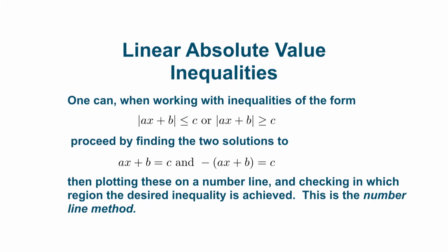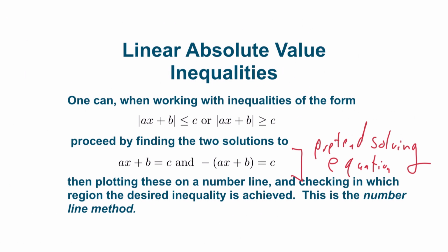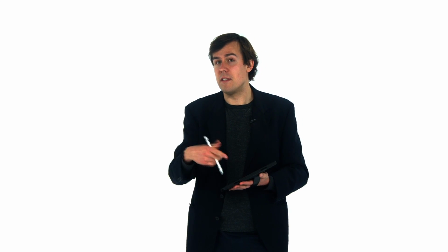Now, in the special case of having linear inequalities with absolute value, I can solve this in a very simple way by doing what's called the number line method, where I pretend I was solving just the equation by itself, and then looking in the regions that these solutions give me on the number line. So I plot the two solutions, in general there'll be two solutions, on this number line, and then I check a point in each region and see if it satisfies the inequality or not. And that tells me my solution set.